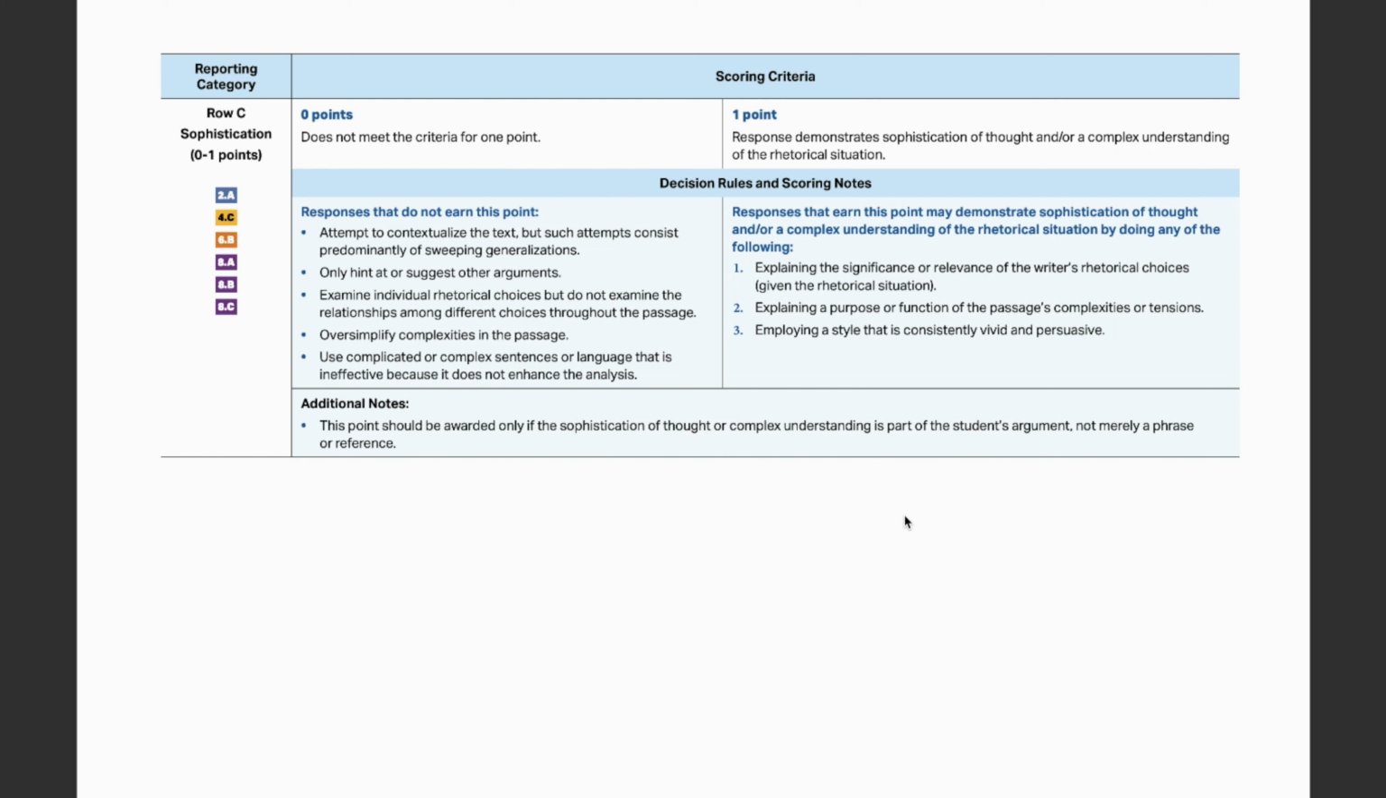It's another prompt, and we're still talking about rhetorical analysis, and we're still talking about how to get that sophistication point. I've got another strategy for you here. So this week, we're going to be focusing again on the sophistication point, this time on way number 2. You can see that in row C for rhetorical analysis, the second way to get the sophistication point is to explain a purpose or a function of the passage's complexities or tensions.